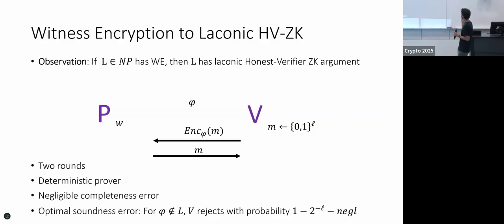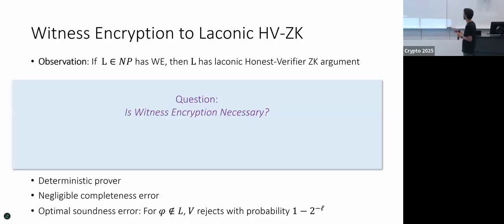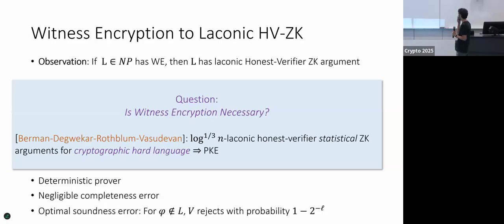So we know how to construct laconic zero knowledge from witness encryption. And the question we ask in this work is: is witness encryption necessary? Can we construct laconic zero knowledge from a weaker assumption? I will talk about previous works later, but one work that made a first step in showing that witness encryption or strong cryptography is necessary for laconic zero knowledge is the work of Berman et al.